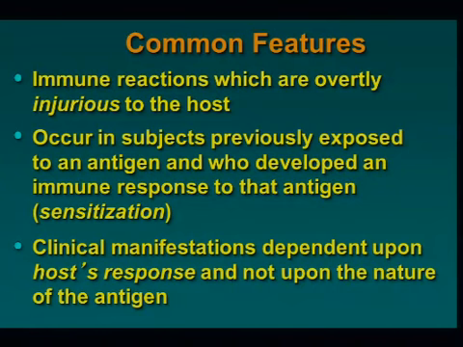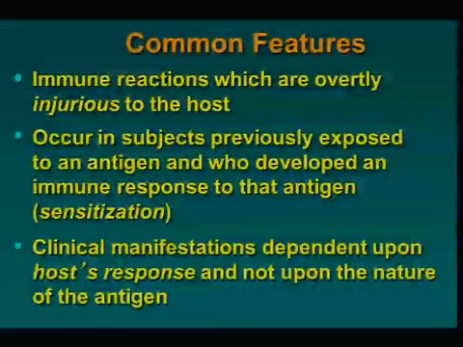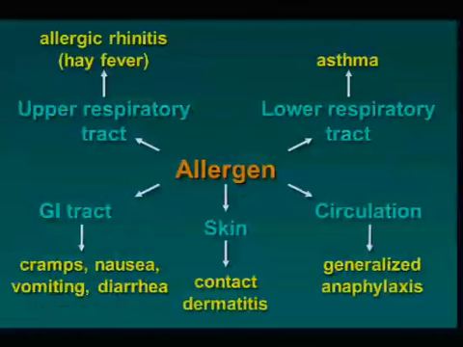Now, the clinical manifestation, what you feel, is not so much the result of the specific antigen, but rather of the host's response to the antigen. How your immune system responds determines what kind of clinical conditions you experience. And this can occur pretty much anatomically anywhere. For example, the upper respiratory tract, where you get hay fever, or the lower respiratory tract, where you get asthma, the GI tract, the skin, contact dermatitis, and the bad one, generalized anaphylaxis.